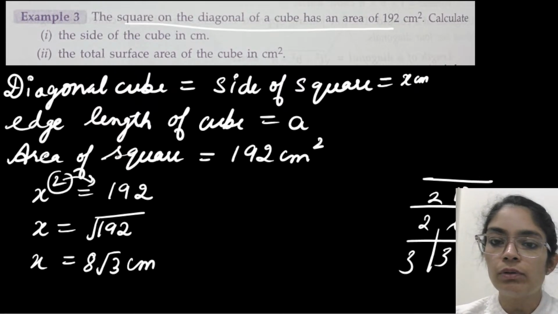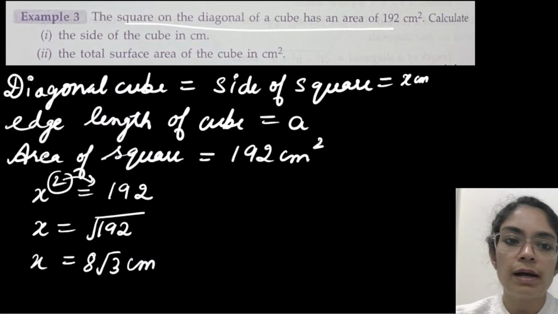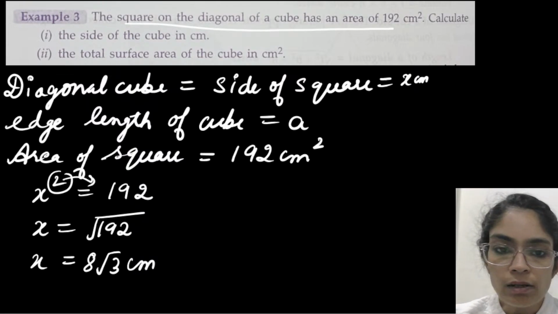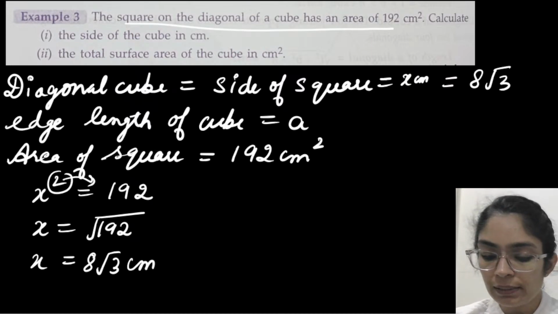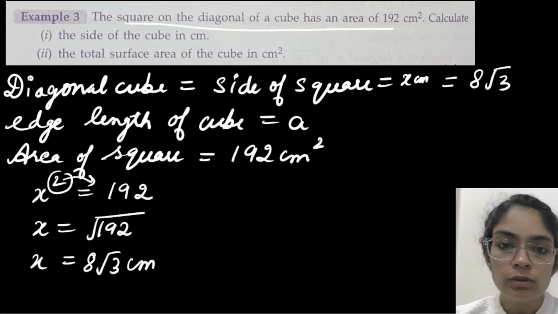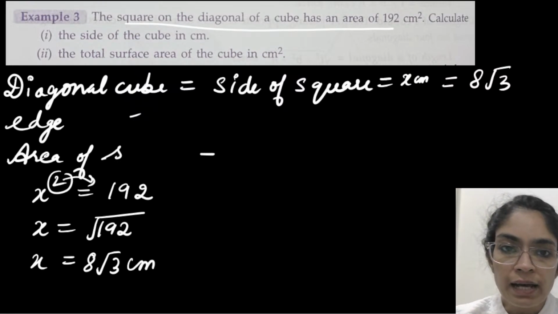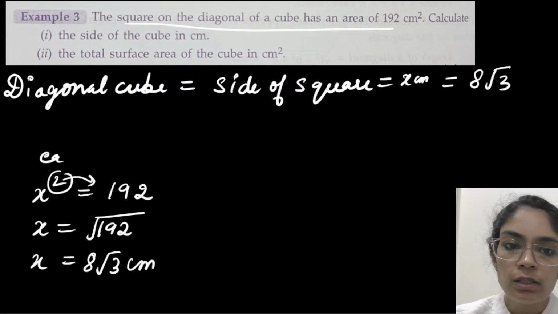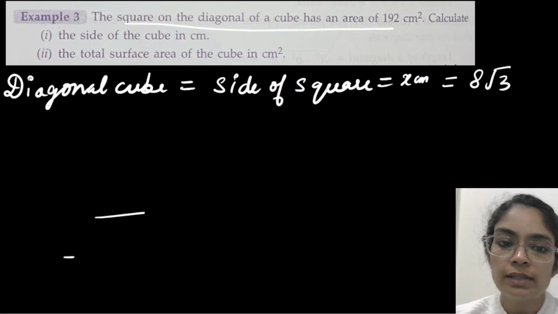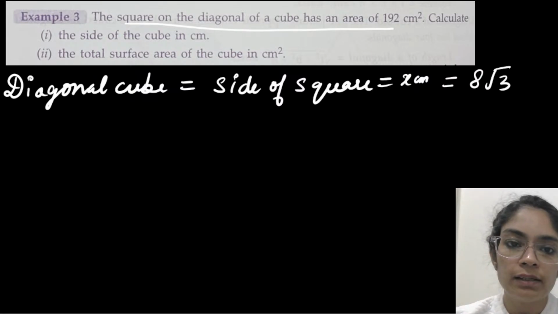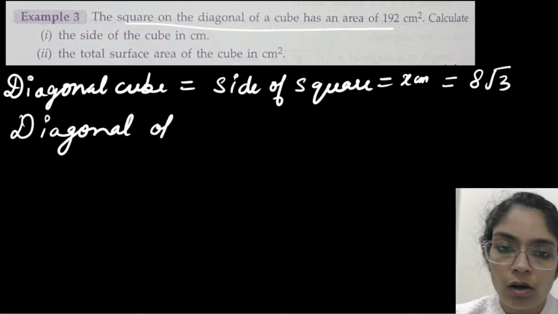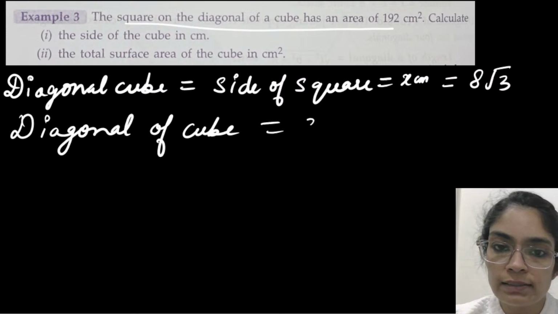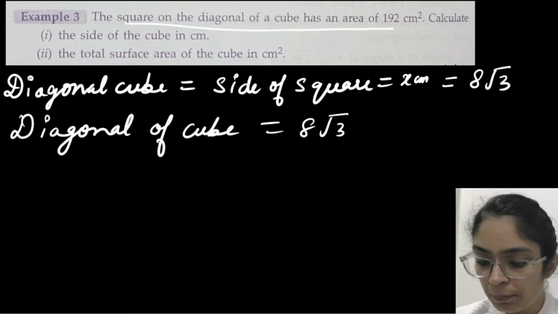8 root 3, we found the value of what? We found the value of the side of the square, which is also known as the diagonal of the cube. 8 root 3. I hope till here it is clear. So now we have to find the side of the cube. Cube side we'll find with the help of diagonal. Diagonal of cube we found as 8 root 3. But its formula also we know.